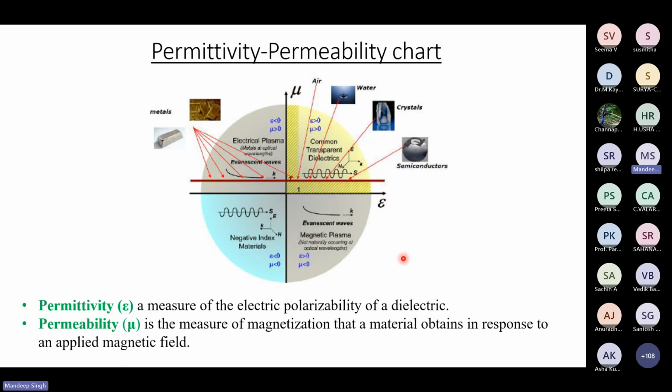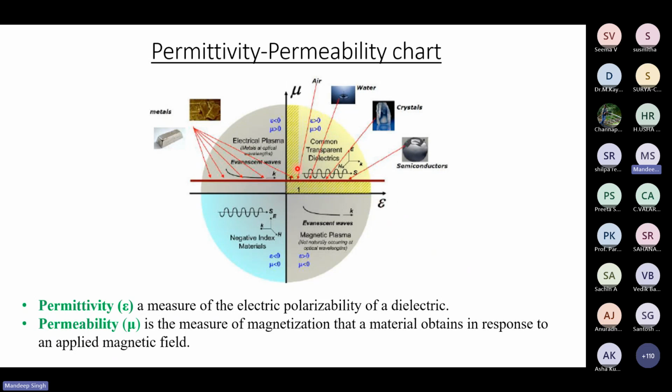This chart helps us, and it is divided into 4 quadrants. The first quadrant is when both the permittivity and permeability values are positive. Epsilon and mu are positive here, and semiconductor crystals, water and air fall here. You can also observe that in the simulator, we are taking the permeability value as 1. The red color line is a constant line. Permeability value we always put as 1, and we are changing only the permittivity values, the epsilon values.